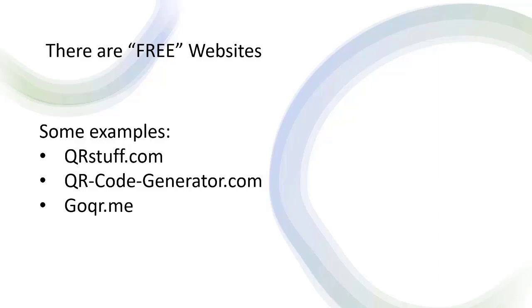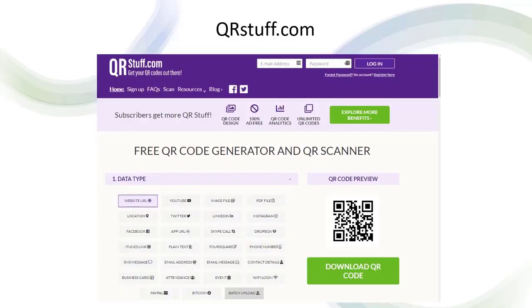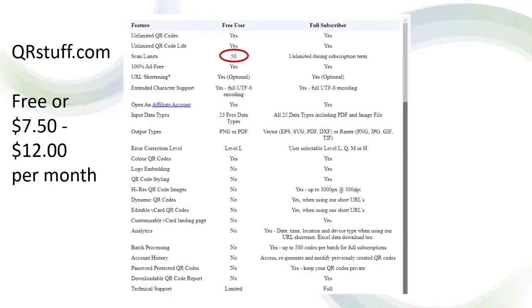Well, there's some free websites, and when I say free, I have that in quotes. There are some examples of QR stuff: TFS and GoQR.me. QR stuff has several different ways in which you can generate QR codes for various items, as you can see here. Although they do have a free version, if you're going to become a full subscriber, it takes away some limitations. One of those limitations includes scan limits.